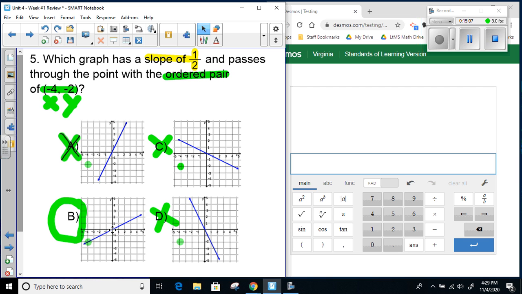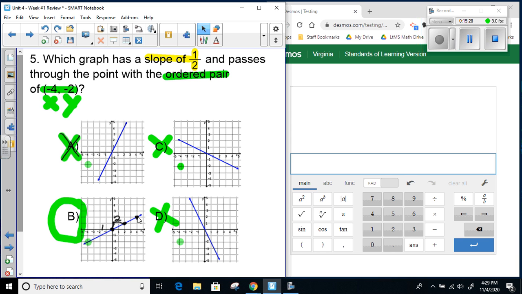To do that, I need some points. So I'm going to put a point here at 0, 0, and another point on this line. It's right here, and I see another one here. So now I'm ready to count my rise and my run, how far up and how far to the right I go. So I go up 1, and I go right 1, 2.